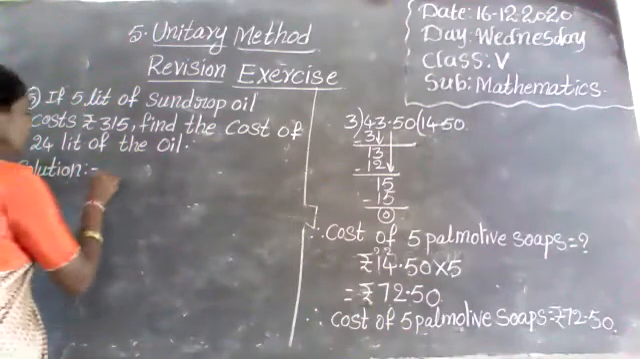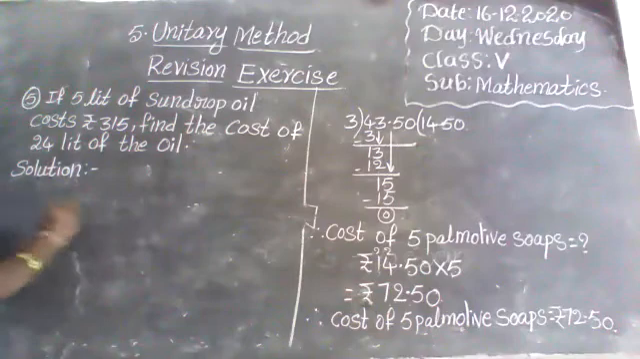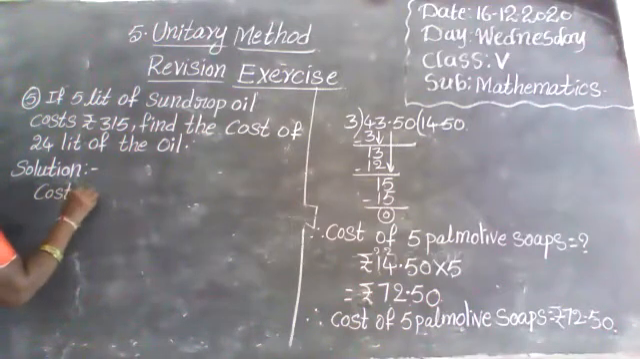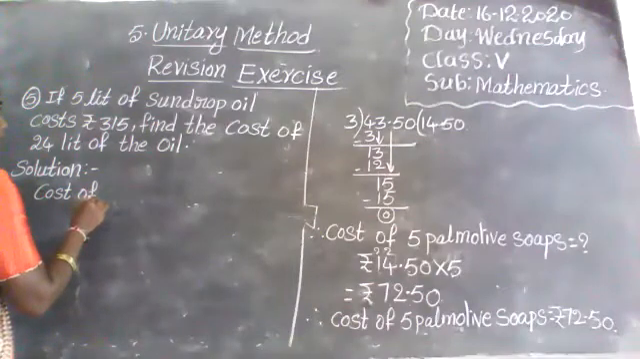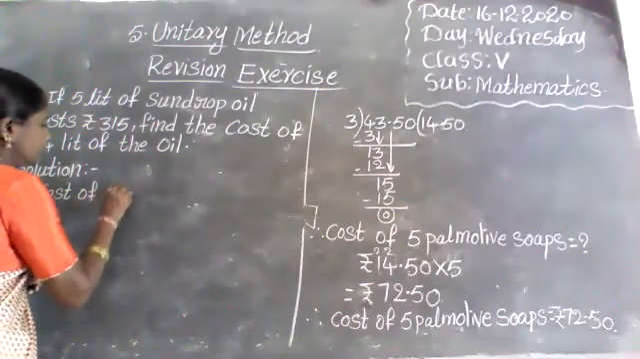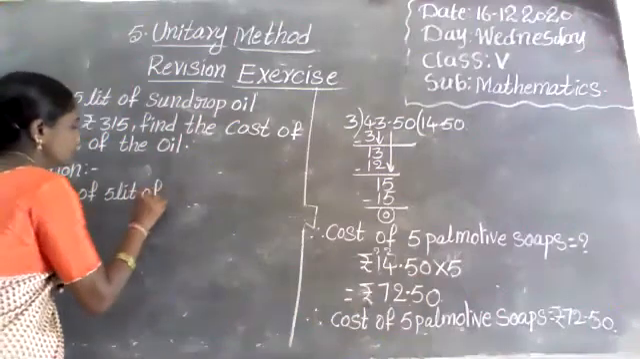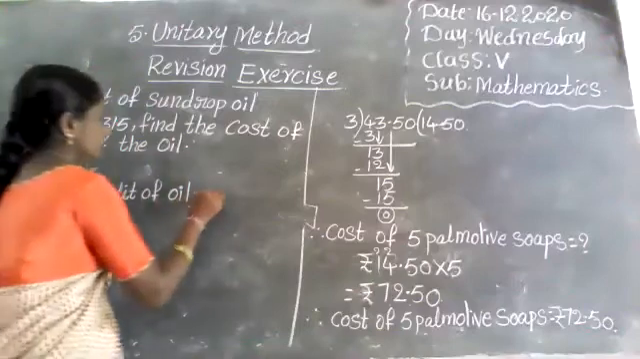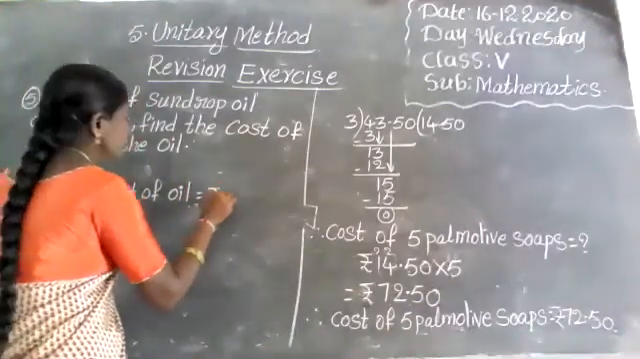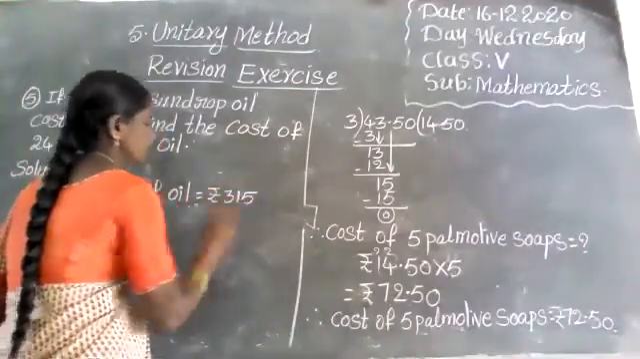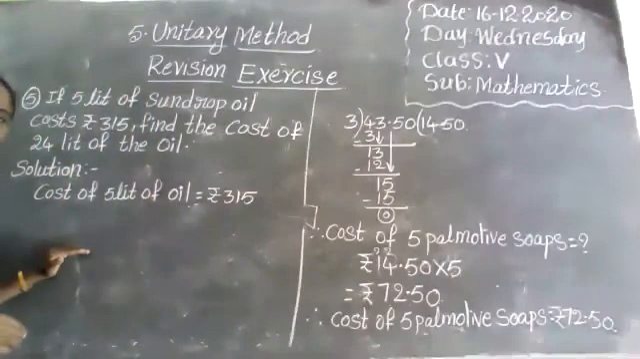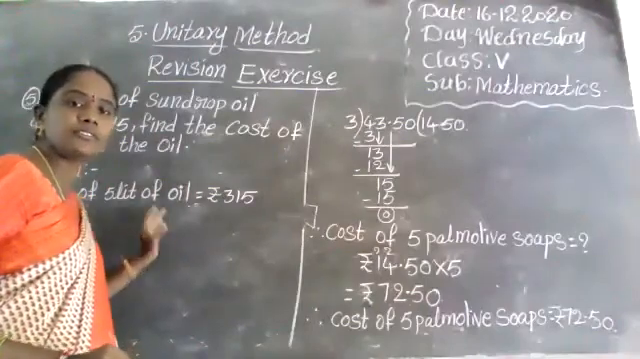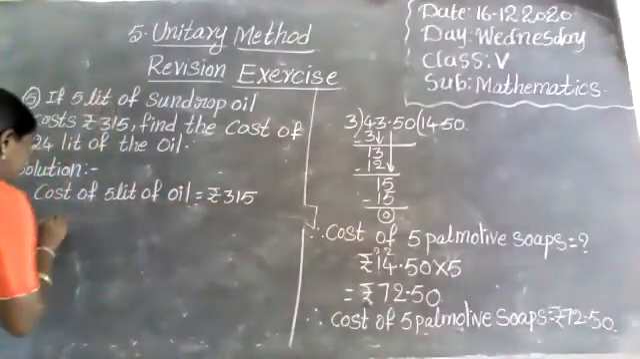First of all, what is given in the problem? First, we have to write the steps. Cost of 5 liters of oil, rupees 315. Then we have to find out first the cost of 1 liter of oil.